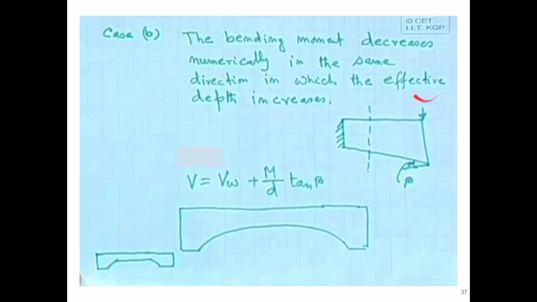It will be more than the actual shear force, the actual load acting. So V equals Vw plus M by d into tan beta, where Vw will be this value, M will be the moment at this section where we need to calculate the shear force, d will be the effective depth here, and tan beta is this value. So it is logical and explanatory, because the shear force was acting here, and plus it is also taking additional load due to the change in depth. So definitely this shear force will be higher. That is self-explanatory.